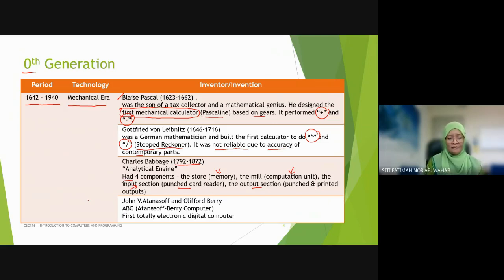And then we have John V. Atanasoff and Clifford Berry. Okay, these two guys developed the ABC or Atanasoff-Berry computer. So this computer, ABC, is the first totally electronic digital computer.